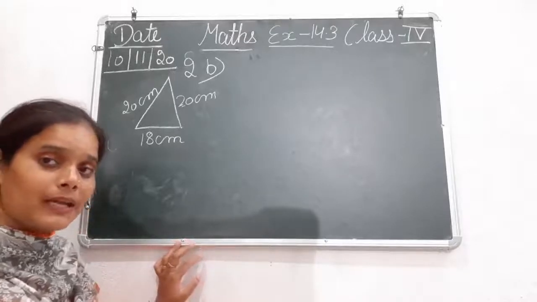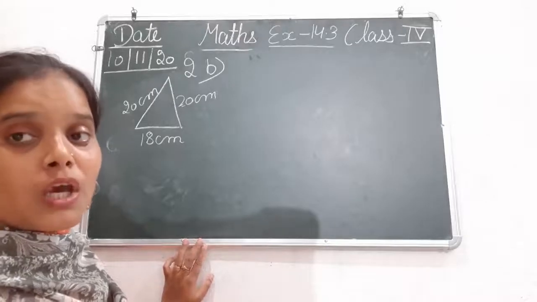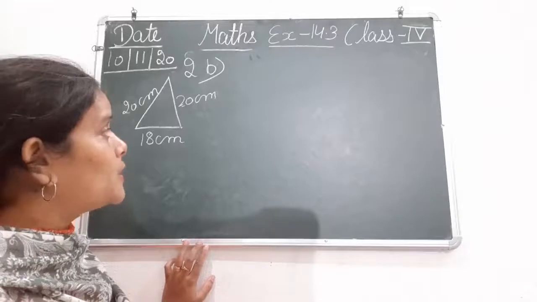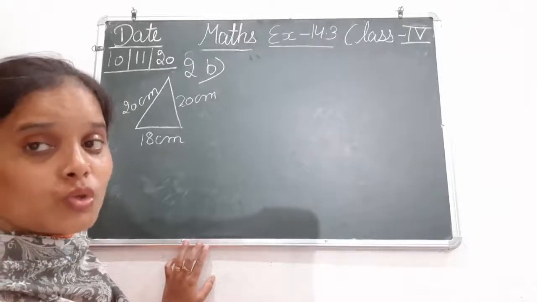तो सबसे पहले हम क्या करते हैं? Whenever the question is given, the first step we do is we give the name. If the name is already given, तो हम उसको कुछ नहीं देंगे. But as you can see, there is no name for this triangle. So first of all, we are going to name it.